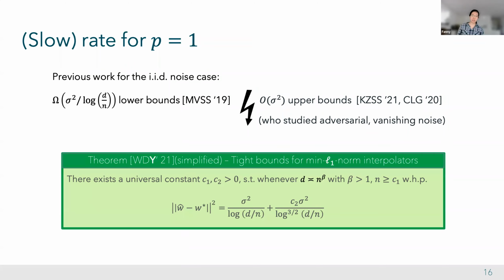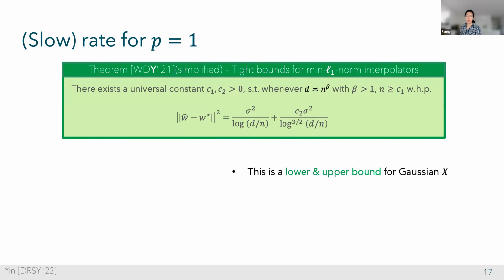And in particular, this is a simplified theorem: there exist universal constants such that whenever n is larger than some constant, we have this estimation error bound, or prediction error bound, which is equal to sigma squared over log d over n plus some order term that is decaying faster. So what's important to note here is that we have lower and upper bounds matching in the leading constant for Gaussian covariates.